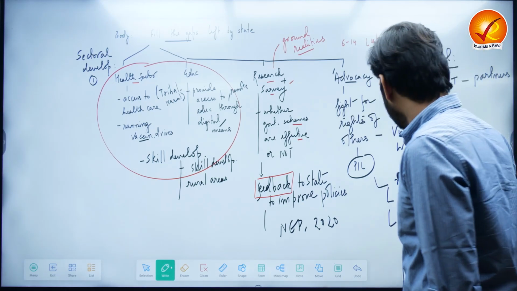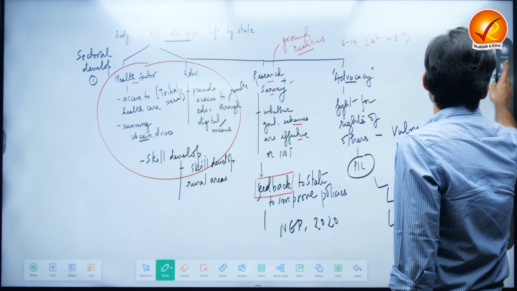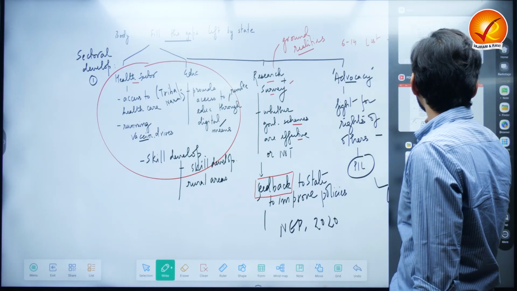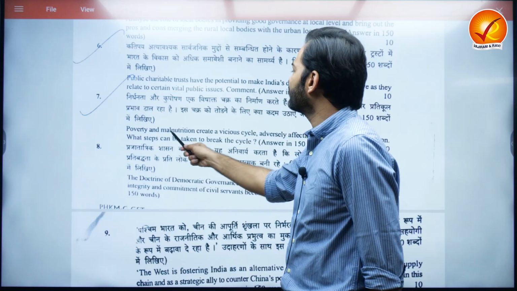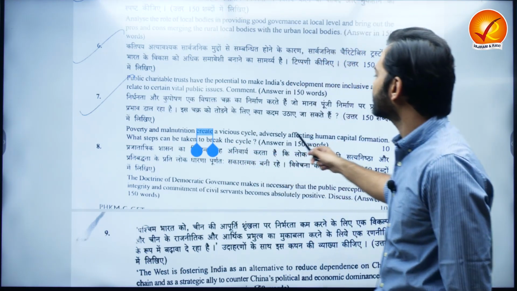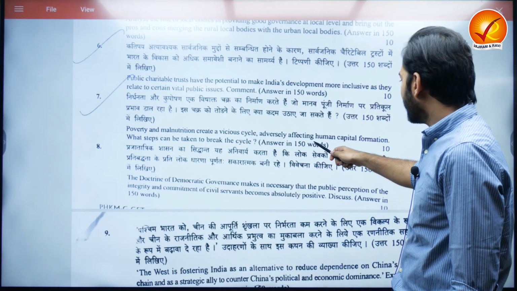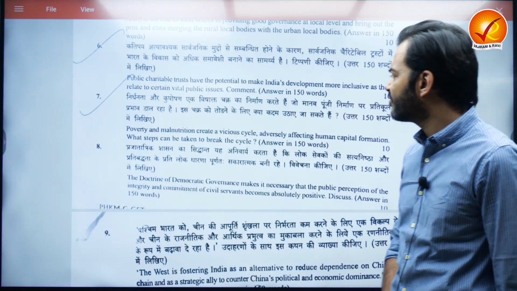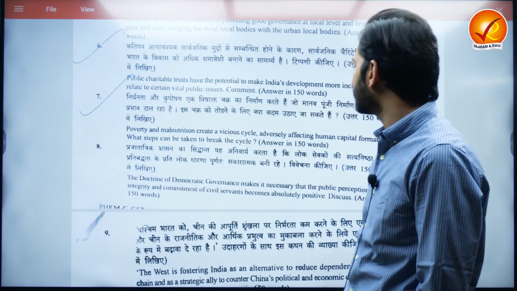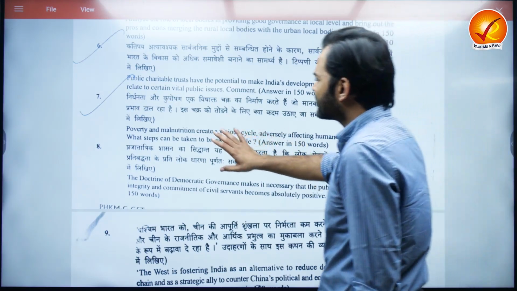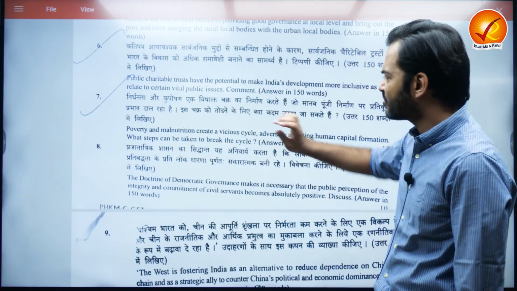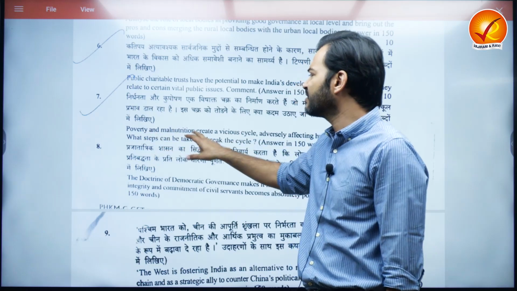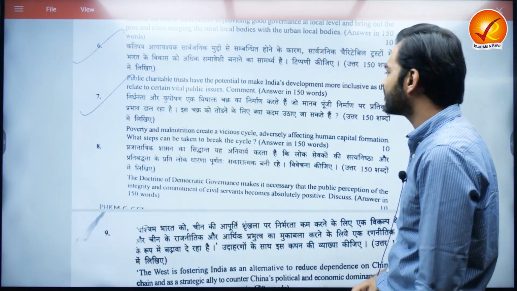The next question is question number 7 that was asked. Question number 7 says, poverty and malnourishment create a vicious cycle adversely affecting human capital formation. What steps can be taken to break the cycle? So the question is again very simple. It talks about poverty and malnourishment. There is a topic in GS Paper II specifically on poverty and malnourishment.